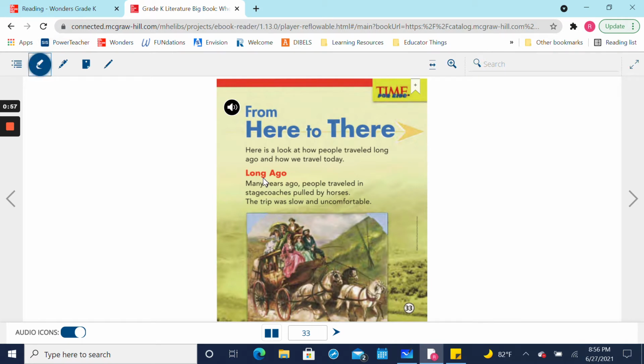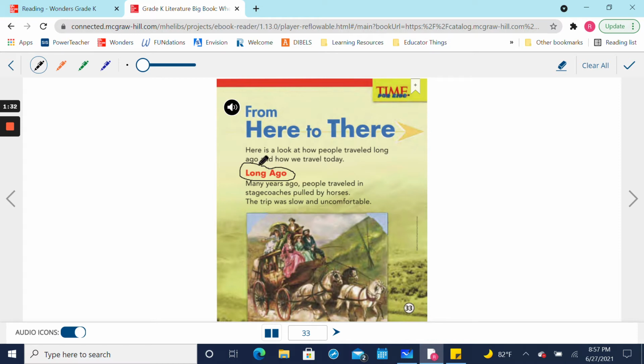So right here, I see immediately these words right here, long ago. Both of these words are capitalized and they have a different color from all of the other text, and it is sitting all by itself. All of these things tell me that these two words are a heading. And so a heading gives us information about what the next section is going to be about.